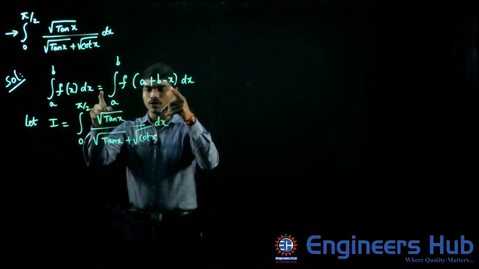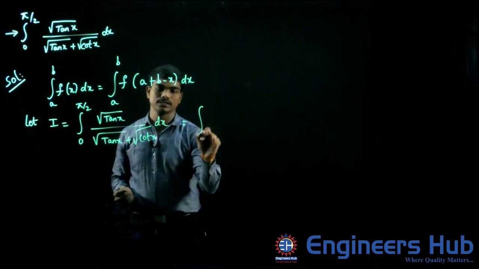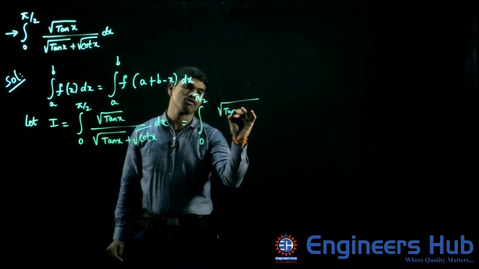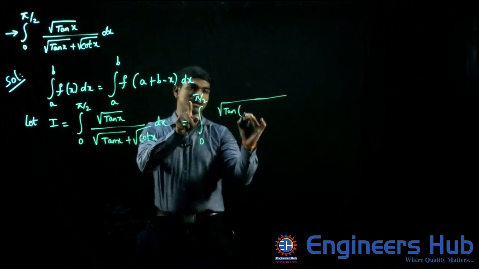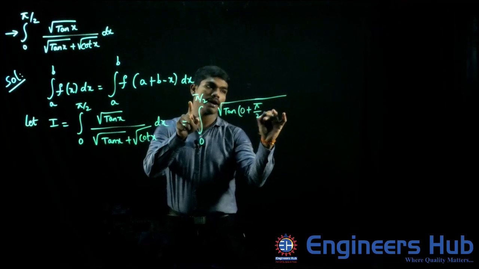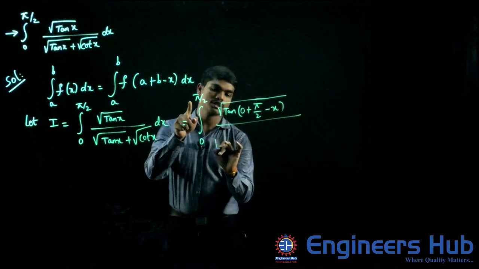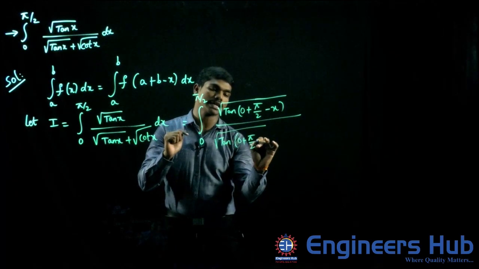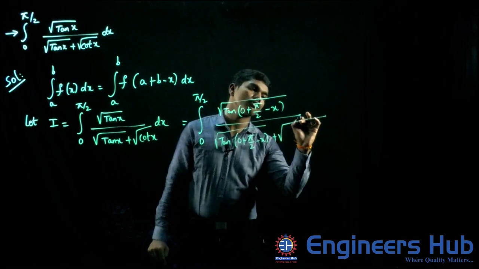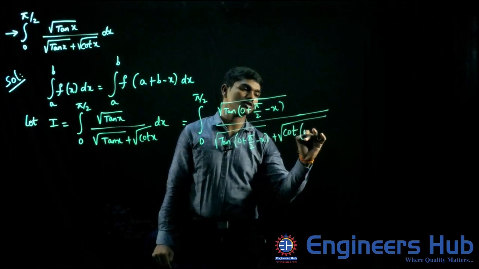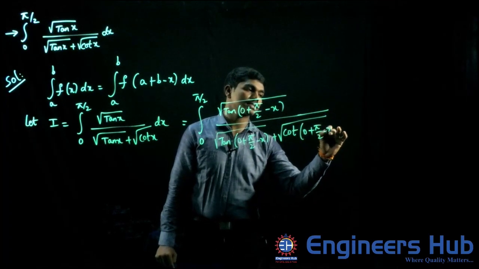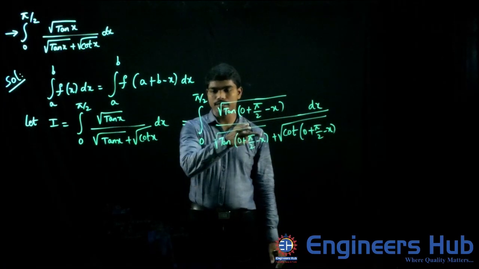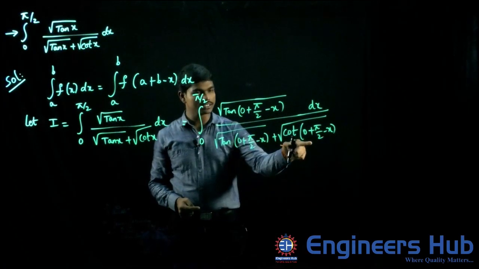Now if you apply this above formulation for this kind of integral, then this is equal to integral 0 to pi by 2 square root of tan of 0 plus pi by 2 minus x divided by square root of tan of 0 plus pi by 2 minus x plus square root of cot of 0 plus pi by 2 minus x dx. Now if you see, this is tan of pi by 2 minus x, which is cot x, and similarly here this is cot x and this is tan x.